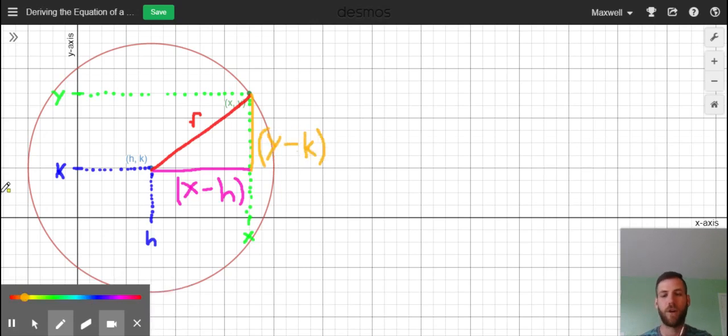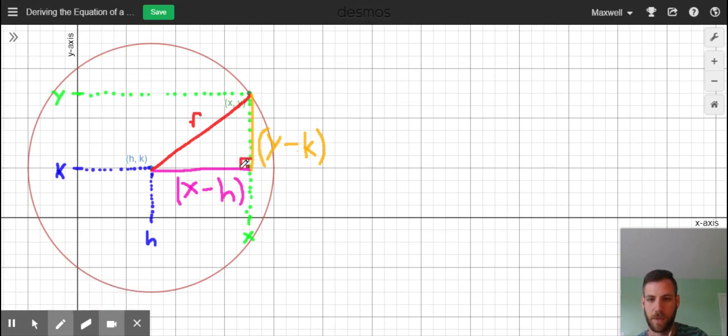Now I have all of the sides of what looks like a right triangle on my circle. So we could even draw that right triangle symbol. So I can put a little right angle right there. And so if we have a right triangle, we can think about, well, what formulas do we know that are used with right triangles? And the formula that almost everybody remembers is the Pythagorean theorem.